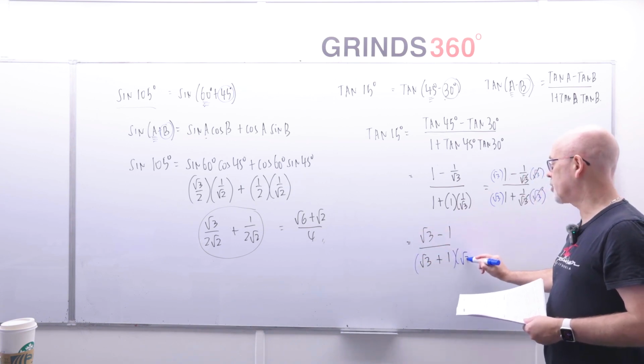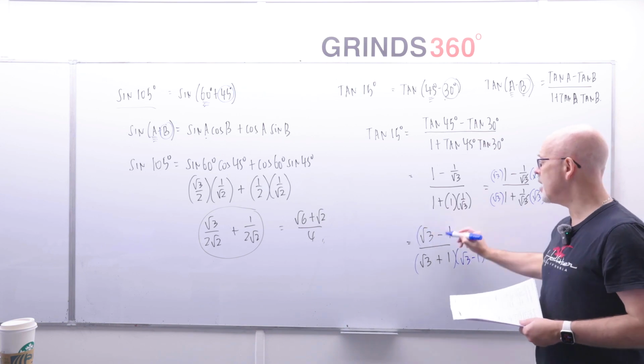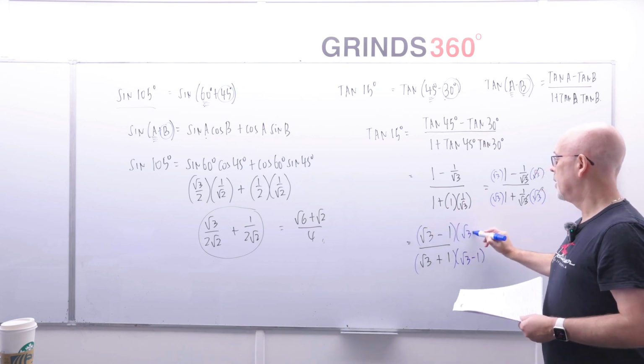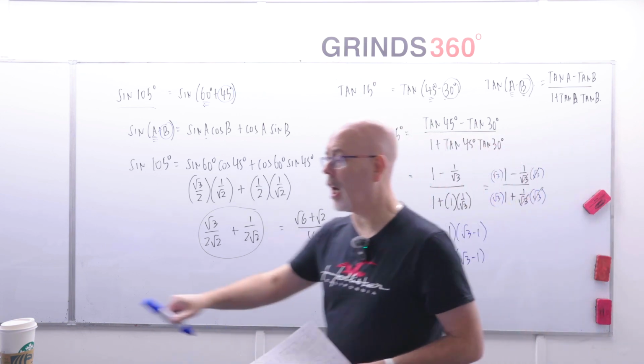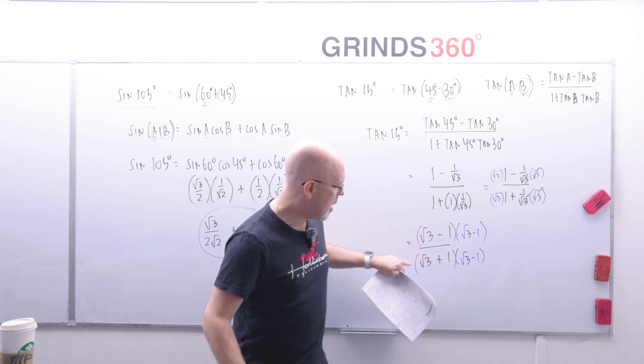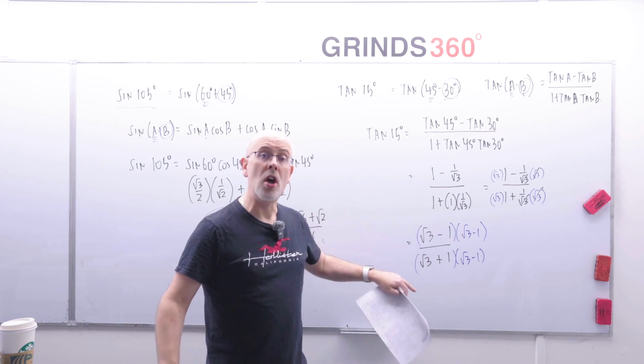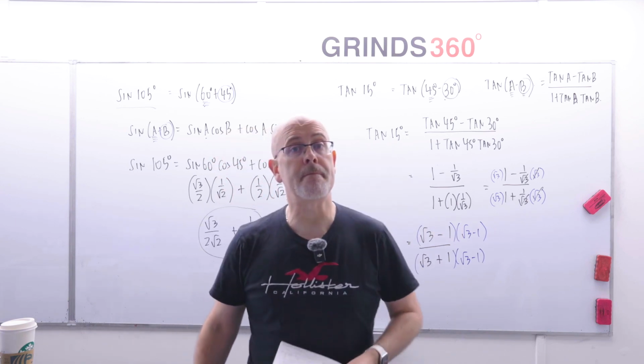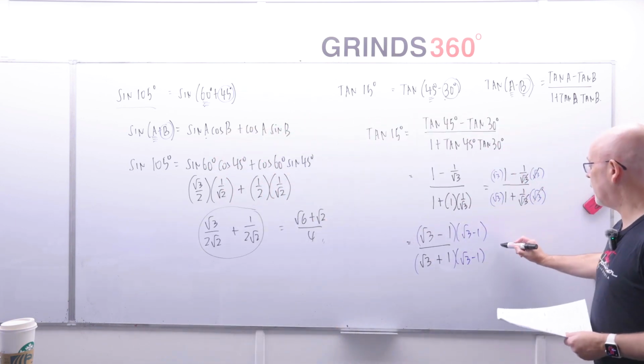Okay, so that'll be root 3 minus 1, and do the same above the line. So multiply top and bottom by the conjugate of the bottom. Because remember, the idea here is that because these two signs are different, this will be the difference of two squares, which will remove the square root sign. Okay? So just notice, look what that looks like here.